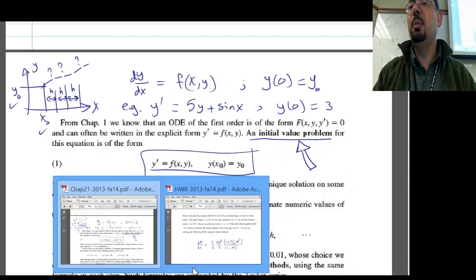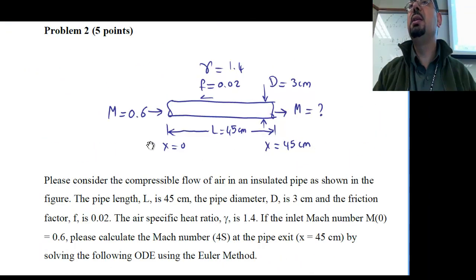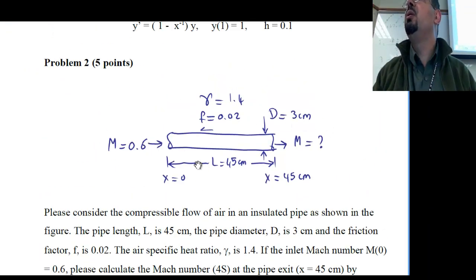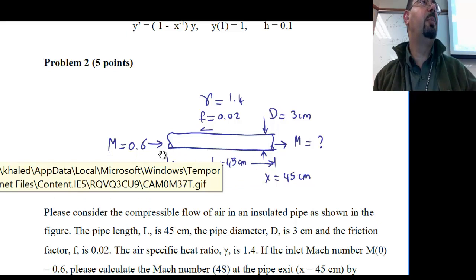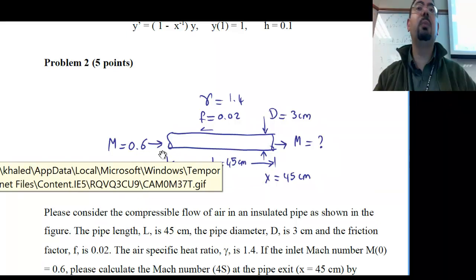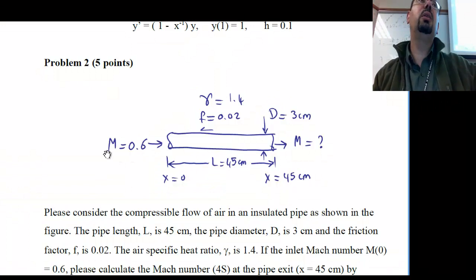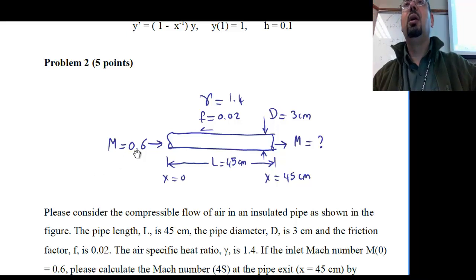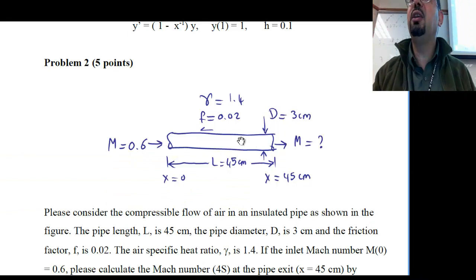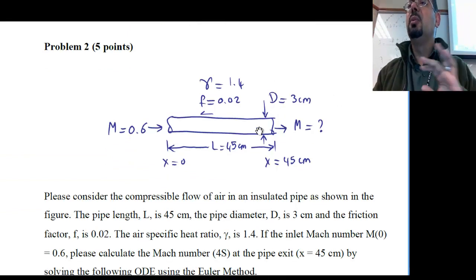Like for example, in that homework, this is the compressible flow of air in a pipe, an insulated pipe with friction. So I'm giving you the Mach number at the beginning of the pipe. So imagine air is going at Mach 0.6, that's pretty fast. Okay? That's faster than the wind tunnel we have over in the main hall. You cannot go more than 0.3. So it's 0.6, and it's going into a pipe with friction. He's giving you the F and the gamma.